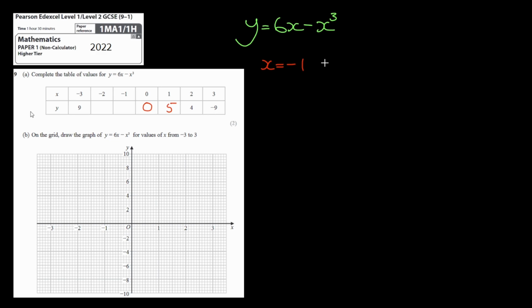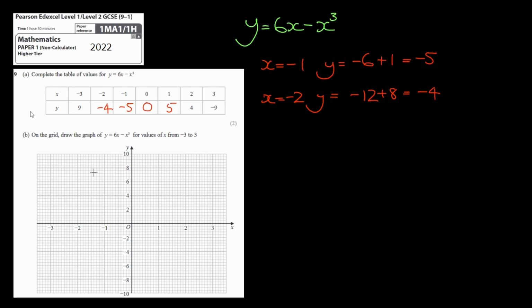If x is negative 1, y is equal to negative 6. Negative 1 times negative 1 times negative 1 is negative 1, but we've got a negative sign here, so this will be positive 1. So this will be equal to negative 5. Last one, negative 2. Y equals negative 2 times 6 is negative 12. Negative 2 times negative 2 times negative 2 is negative 8. Negative 8 now multiplied by the negative here will be positive 8. And this will generate negative 4.